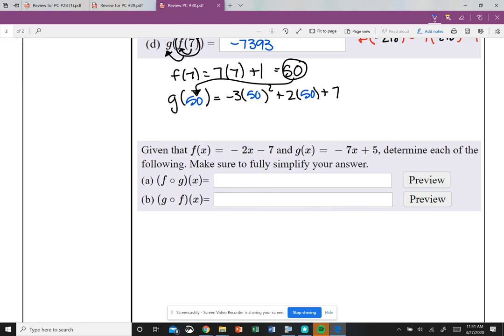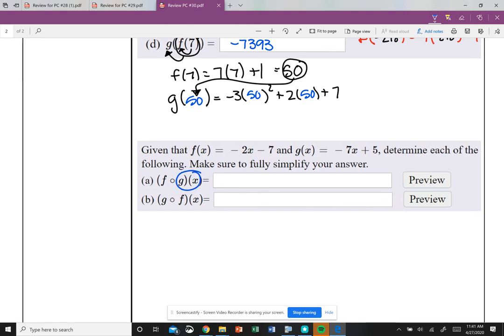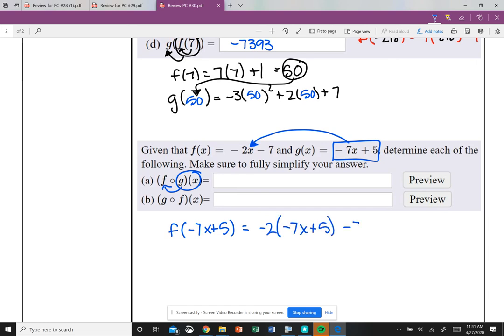All right, right here, we're going to have f of g of x, and then we're going to have g of f of x. So this first one, we're going to be plugging our g function into our f function. So we're going to have f of -7x plus 5 equals -2, and then instead of x, I put -7x plus 5, and minus 7.